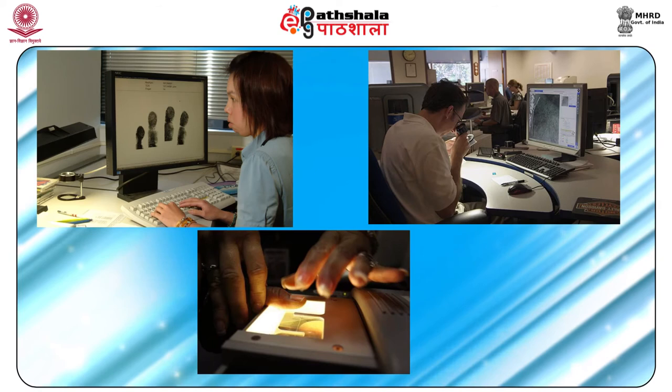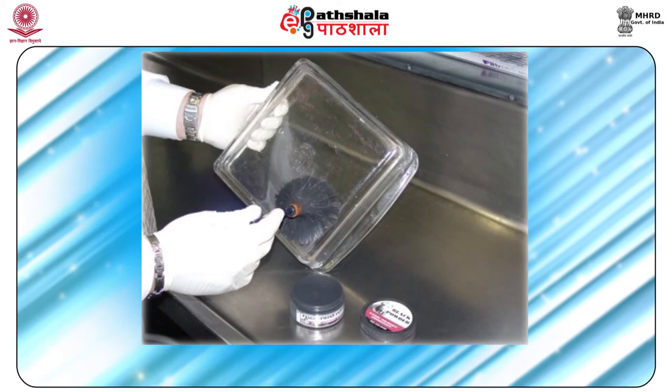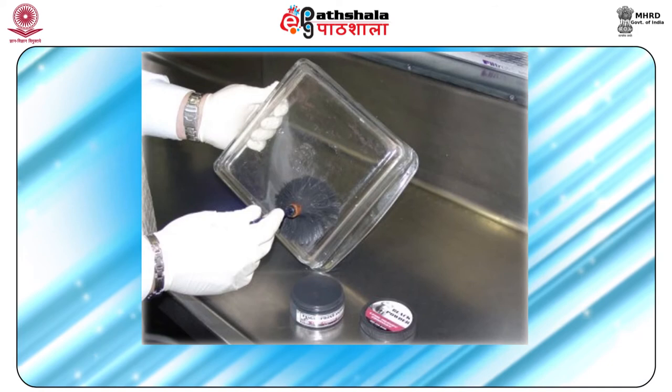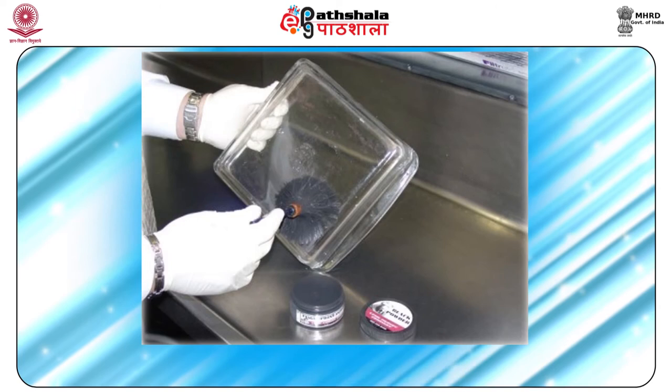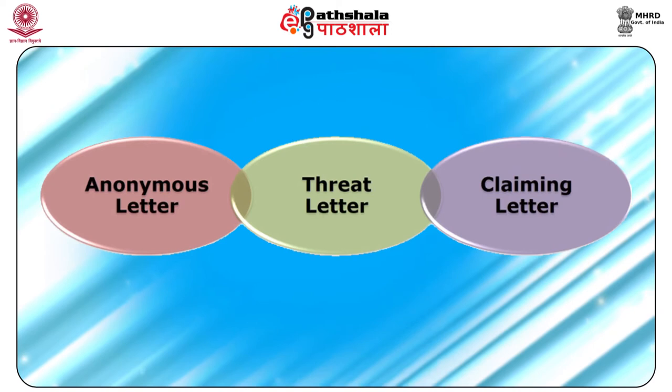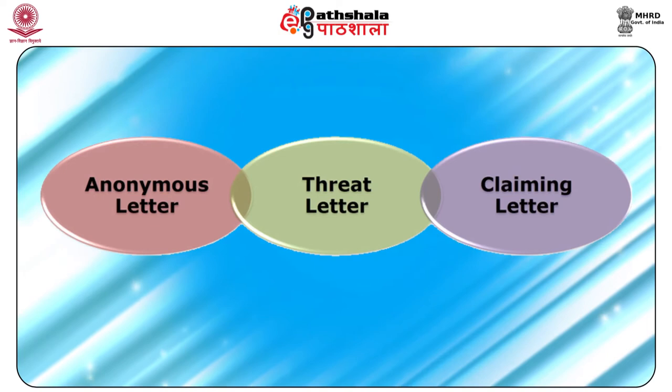Development and lifting of chance prints on exhibits received in the laboratory for examination, and by visiting the scene of crime in important cases, and their comparison with the specimen fingerprints of the suspect or accused to establish their identity, is done in this division. Development of chance prints on documents such as anonymous letters, threat letters and letters claiming responsibility for a terrorist act, using modern techniques, is also carried out in this division.